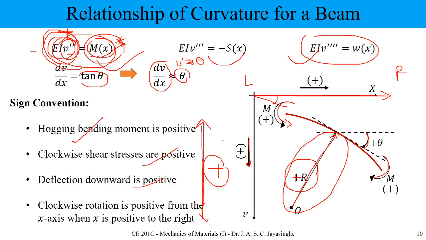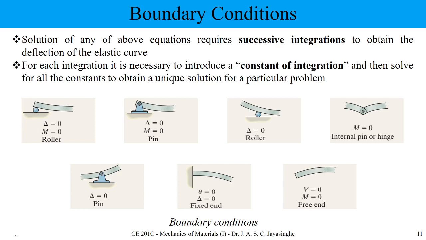Now we will see how we're going to use this equation. First we will check the boundary conditions. Here it explains the solution for any of the above equations by successive integration. Of course we need to follow integration methods to obtain the deflection and curvature, the elastic curve. For each integration it is necessary to introduce a constant of integration, and then solve for all constants to obtain a unique solution for a particular problem. For this we need to use boundary conditions.